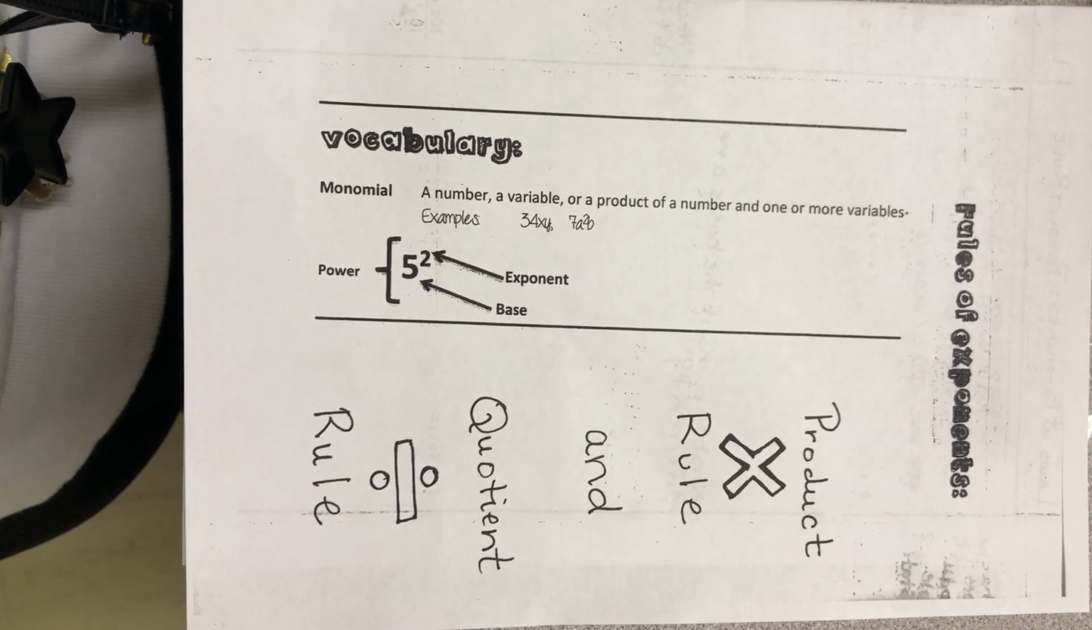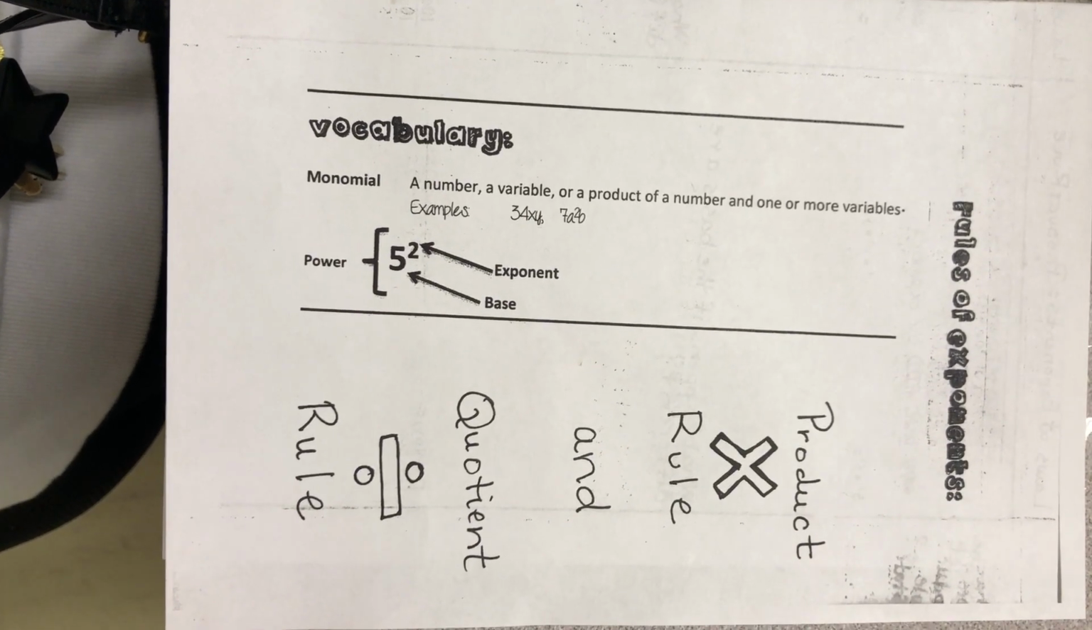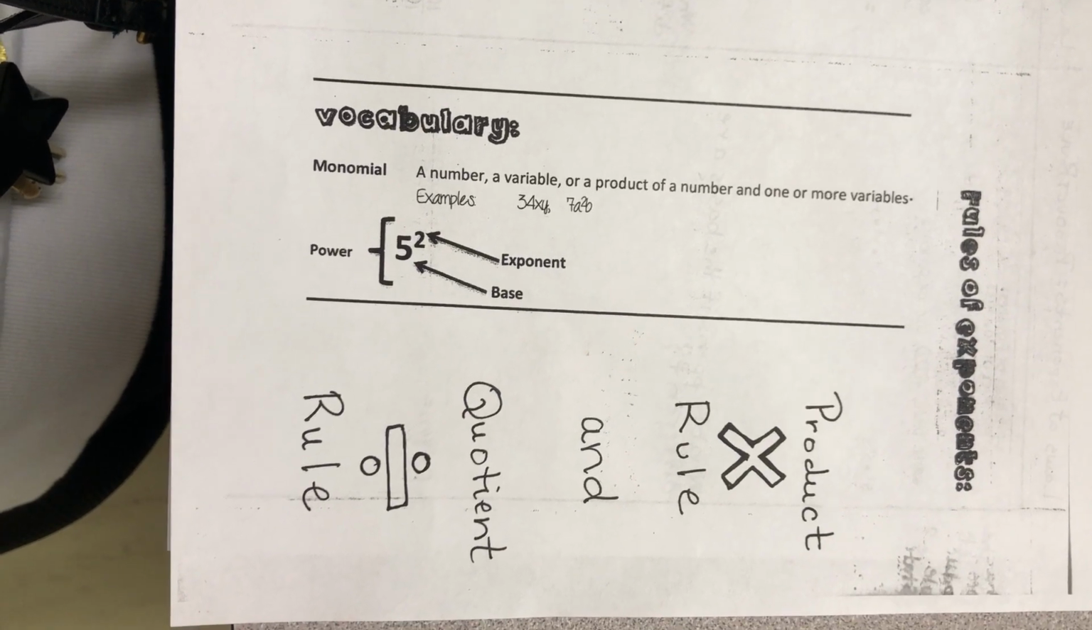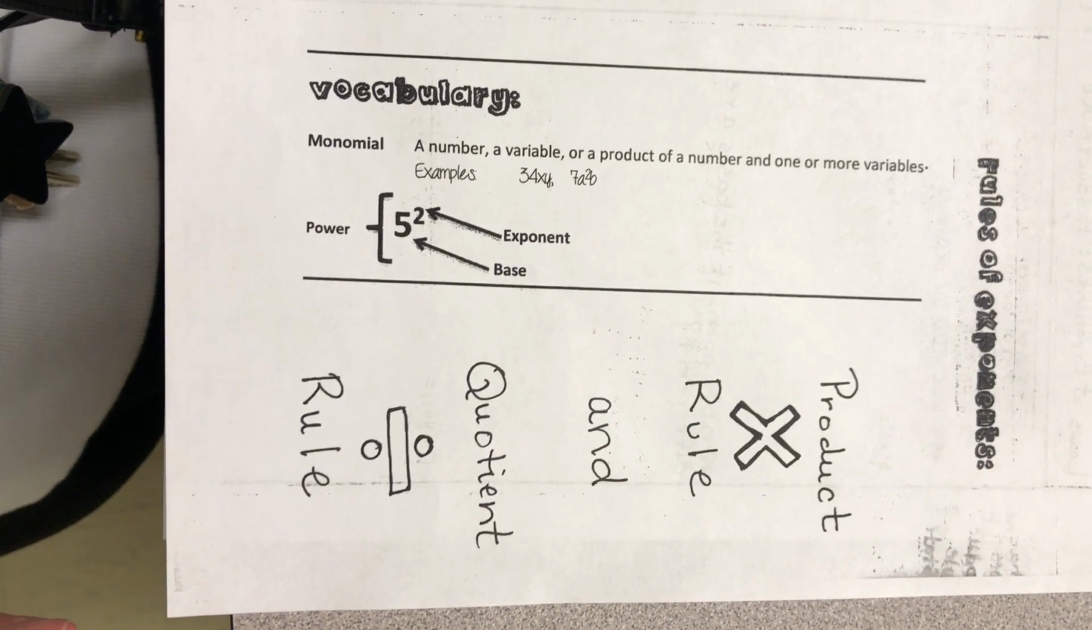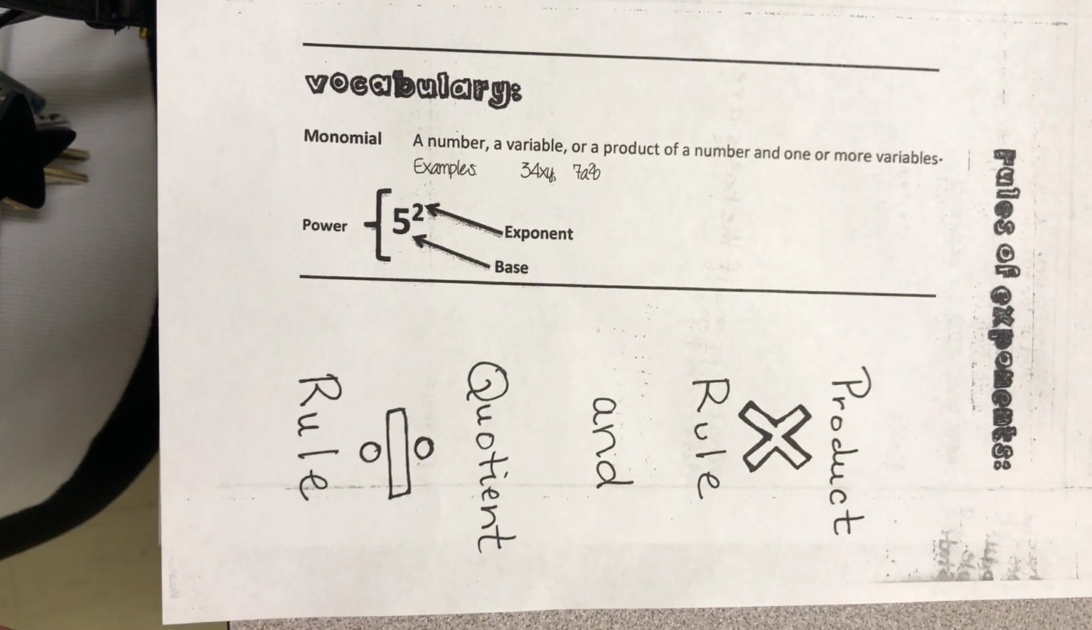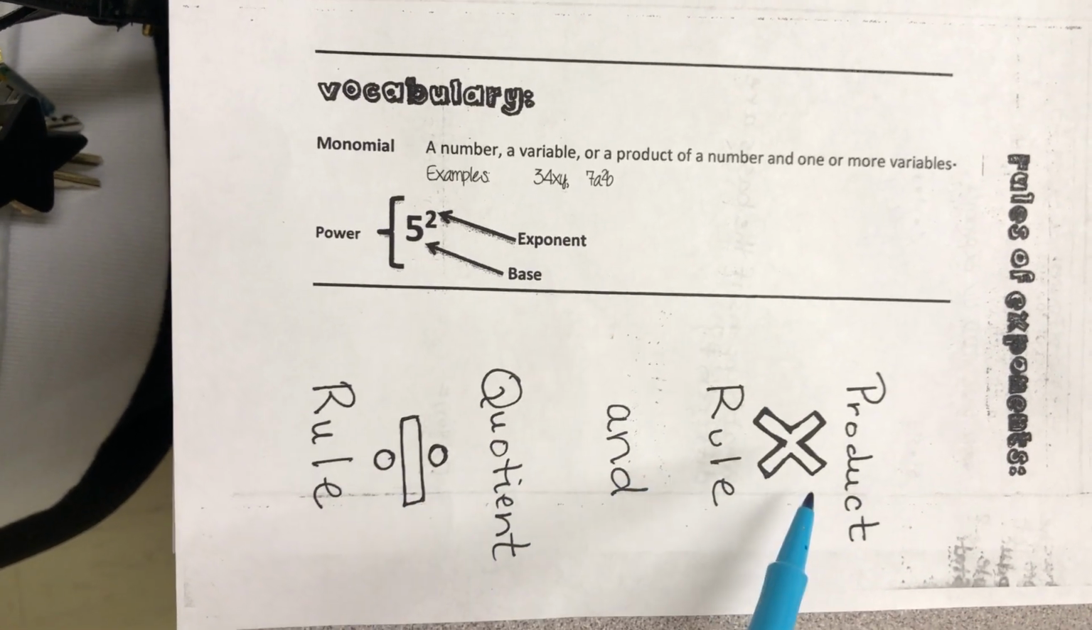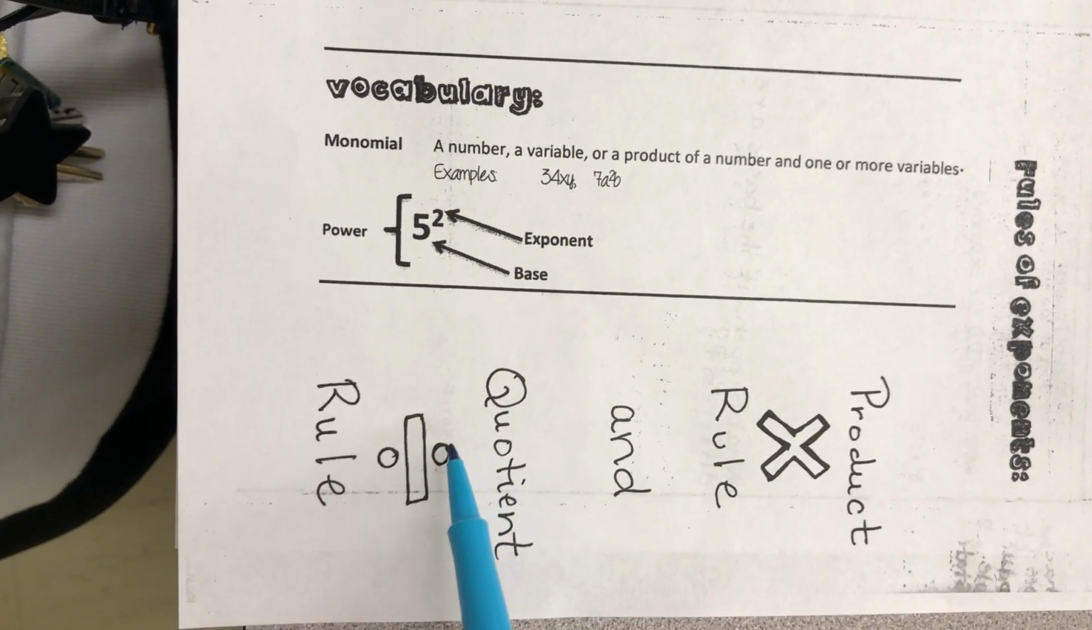Okay, so we're gonna start learning the laws of exponents, which are basically like your order of operations for problems that have exponents in them. And there's about maybe 7 rules that we've got to learn, so we're gonna learn the first 2, the product rule and the quotient rule.